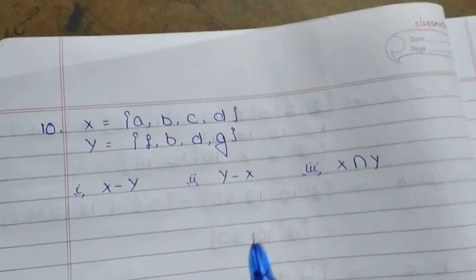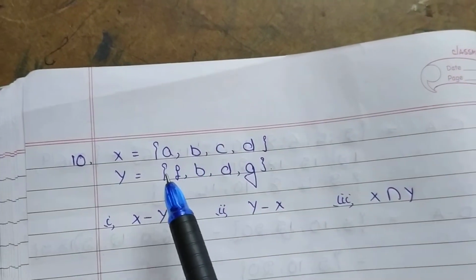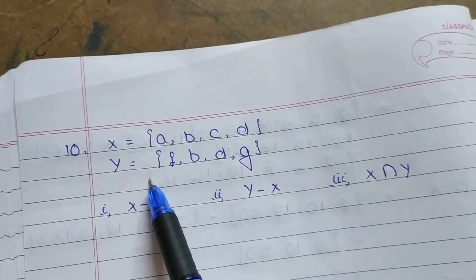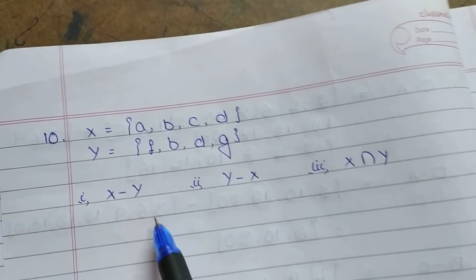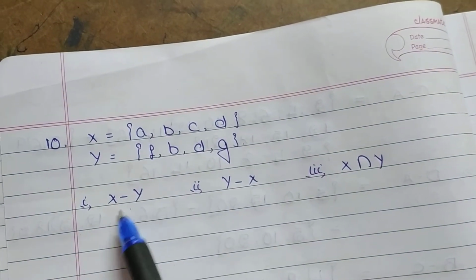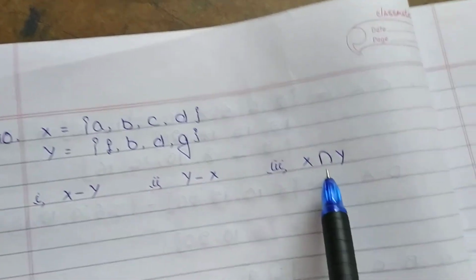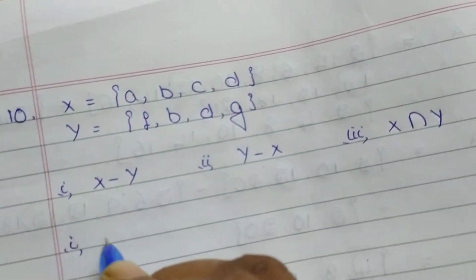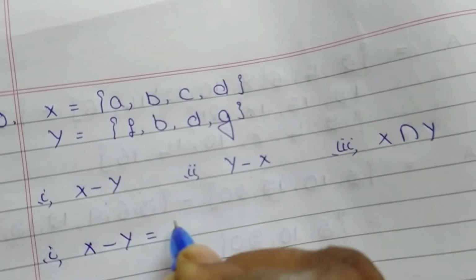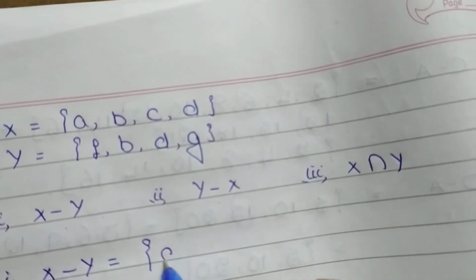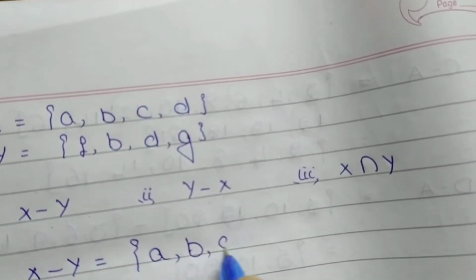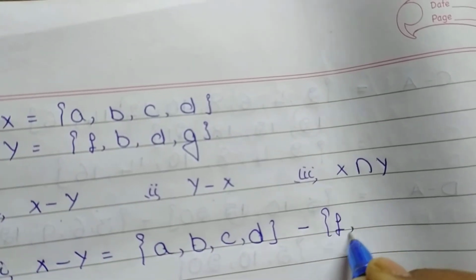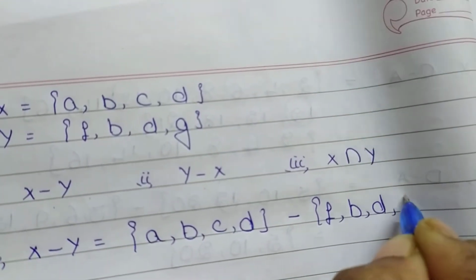Now see here, in the 10th problem they gave the sets x and y like this, and they are asking us to calculate x minus y, y minus x, and x intersection y. So let us start with the first one, x minus y. What is the first step we will write? We will substitute the corresponding sets in the given thing, that is f, b, d, g.